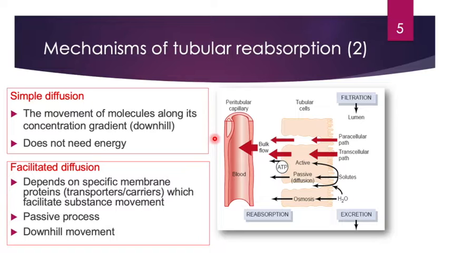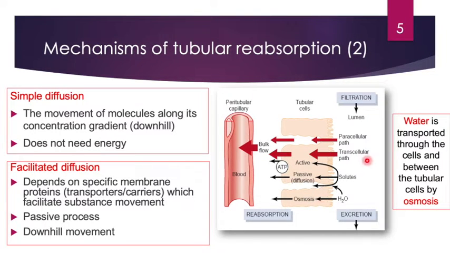Both simple and facilitated diffusion are passive processes that do not require energy. Solutes or molecules move from higher concentration to lower concentration. So in the reabsorption process in the tubule, if the concentration of substances is higher in the lumen, the substances will diffuse from the lumen into the tubular capillary, either via paracellular pathway or transcellular pathway. Facilitated diffusion depends on transporters or carrier proteins located on the tubular cells. On the other hand, water is transported via paracellular and transcellular pathway via osmosis.